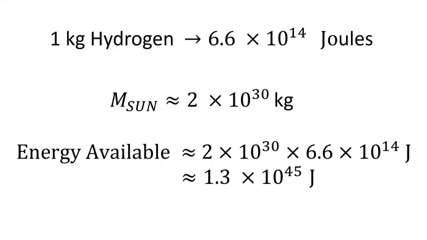So we can work out how much energy is available very easily by saying it's 2 times 10 to the 30 kilograms multiplied by how much energy you get per kilogram, which is the number that's at the top of the page. So if you work that out, it's 2 times 10 to the 30 times 6.6 times 10 to the 14 joules, and that's 1.3 times 10 to the 45 joules. That's how much energy is potentially there to be liberated by nuclear processes in a star like the sun.